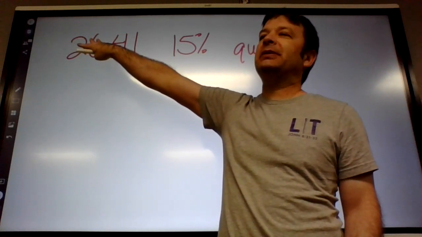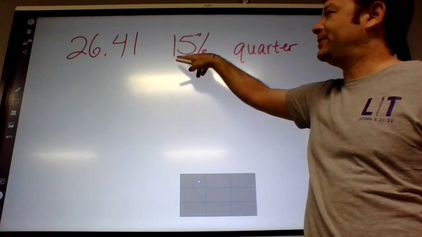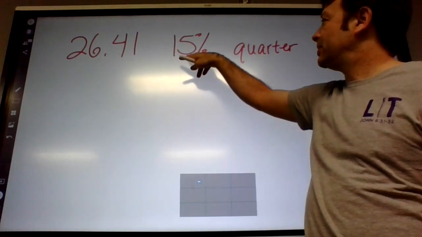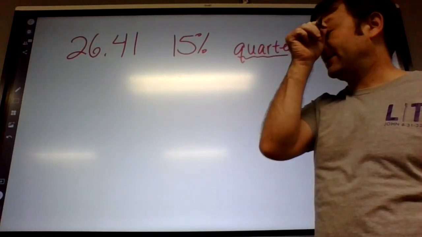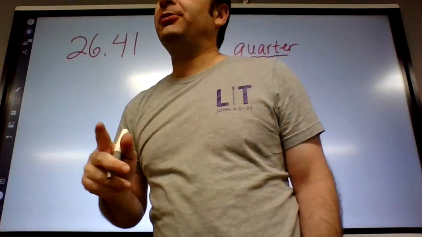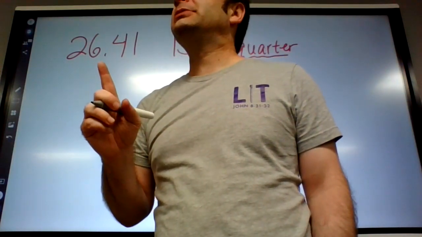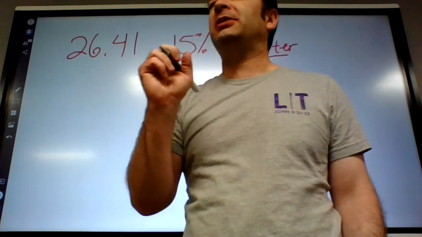Here's our bill, and we're going to tip 15%, and this part means we're going to round it to the nearest quarter. Actually, we're going to round up to the next quarter. So what do you think they mean by round up to the next quarter?